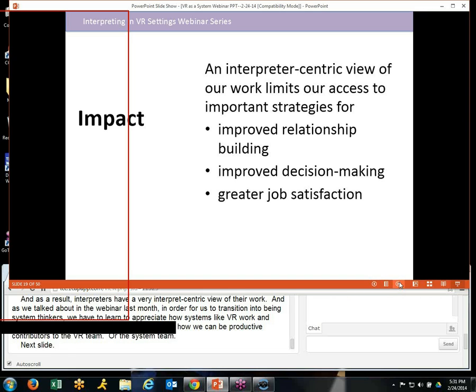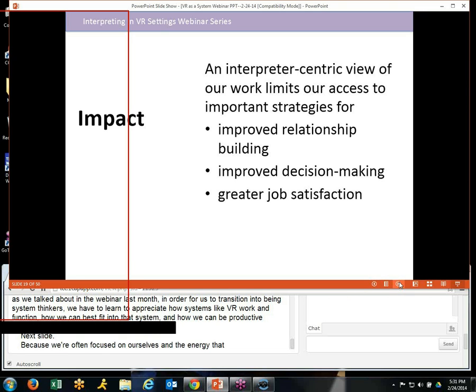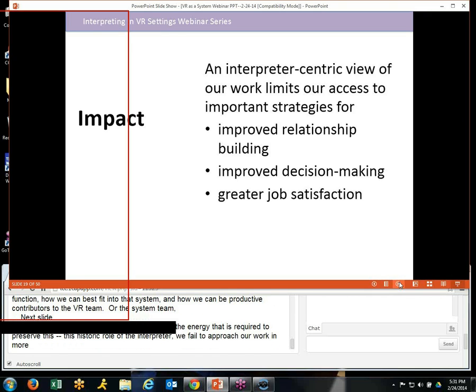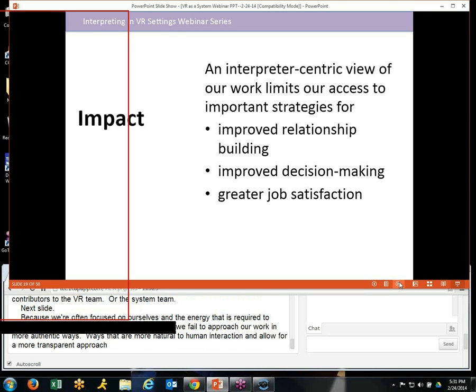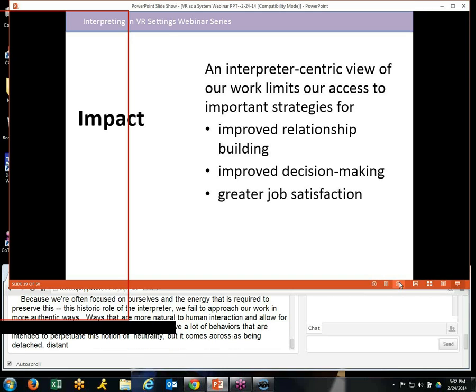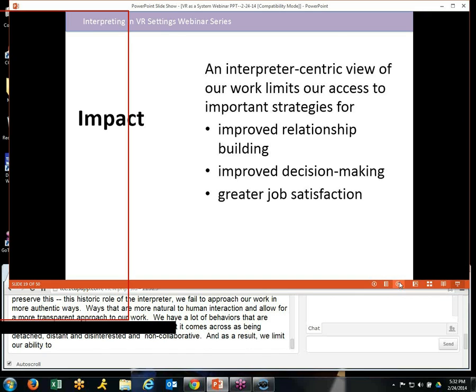And because we're often focused on ourselves and the energy that is required to preserve this historic role of the interpreter, we fail to approach our work in more authentic ways, ways that are more natural to human interaction and allow for a more transparent approach to our work. We have a lot of behaviors that are intended to perpetuate this notion of neutrality, but it comes across as being detached and distant and disinterested and non-collaborative. As a result, we limit our ability to rely on the resources and the strategies that exist within the very system in which we're working.